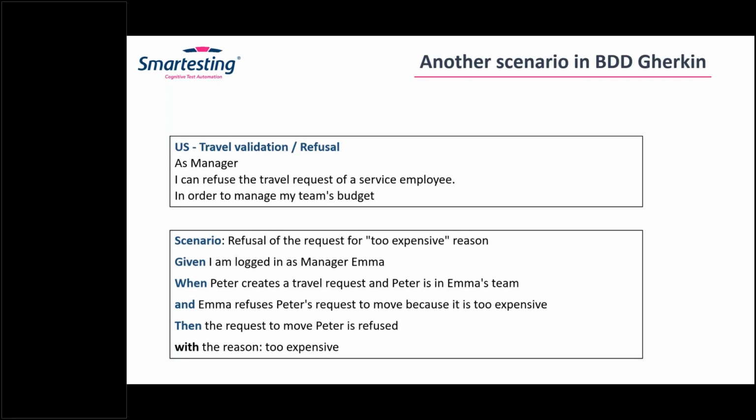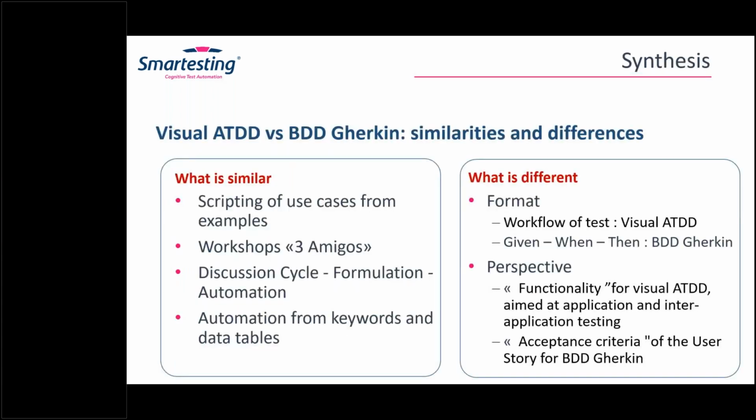What I've shown you here is a good example. Let's consider the user story, travel validation refusal, with a particular criterion, which is how do you refuse when the travel request is too expensive. This is what the BDD Gherkin would look like for that particular scenario. So that being said, visual ATDD and BDD Gherkin are positioned at different levels in the agile need for expression cycle.